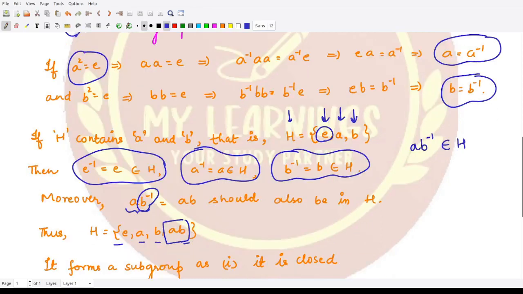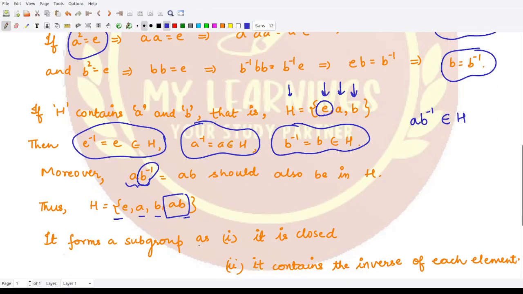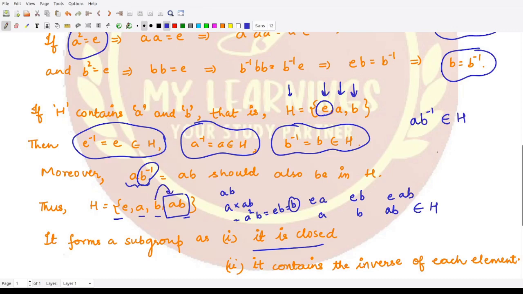Here, I can claim that this forms a subgroup. Why? Because it is closed. If you multiply E with A, or E with B, or E with AB, it would be just A, B and AB, so they all are present in H. What about AB? A into B is already present here. A into AB would be A square B. A square is E, E into B is B, so B is also present here. Similarly, B into AB: because it is commutative, you can write it like this, B square A. B square is given to be E, E into A is A, and A is also present here. So it is closed.